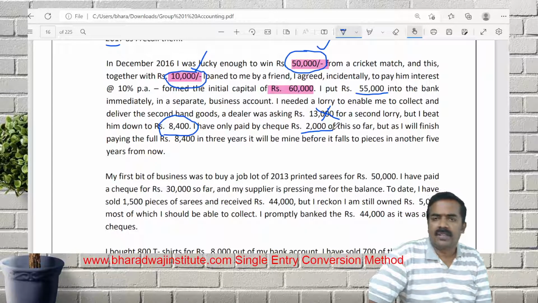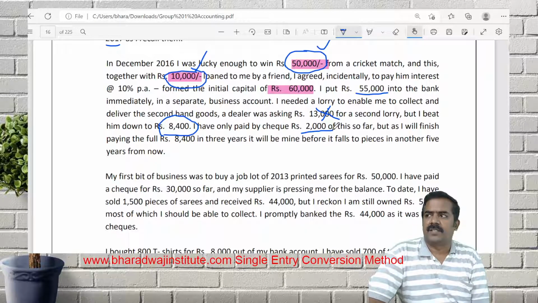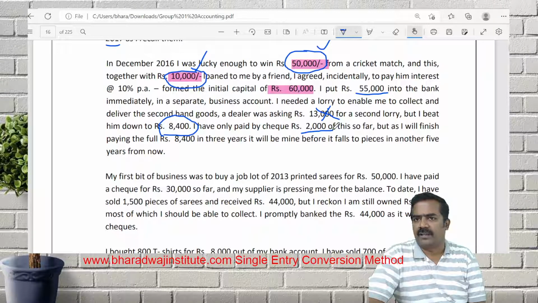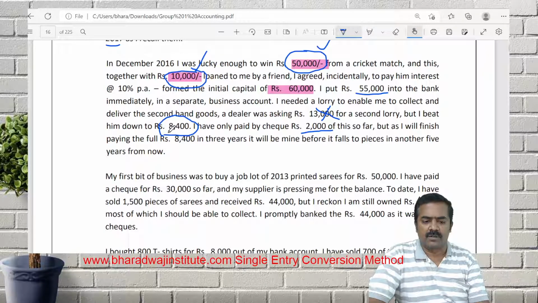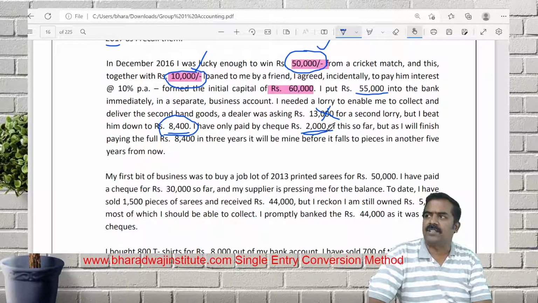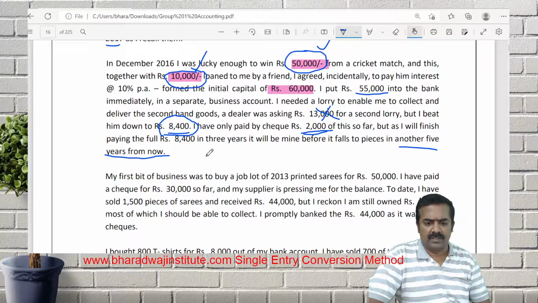The remaining is outstanding. It will come as a liability for the lorry, or payable for the lorry. Liability side 6,400. Asset 8,400. Asset, what is the lorry value? 8,400, that will come. In the liability side, 2,000 is paid, balance how much will come? 6,400 will come. Then I'll be finishing paying it in full in how many years? 3 years. That doesn't matter. Before it falls into pieces in another 5 years from now. No scrap value has been given. So it falls into pieces in another 5 years.